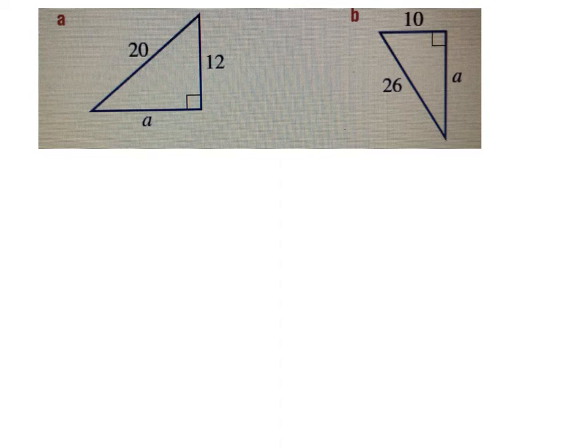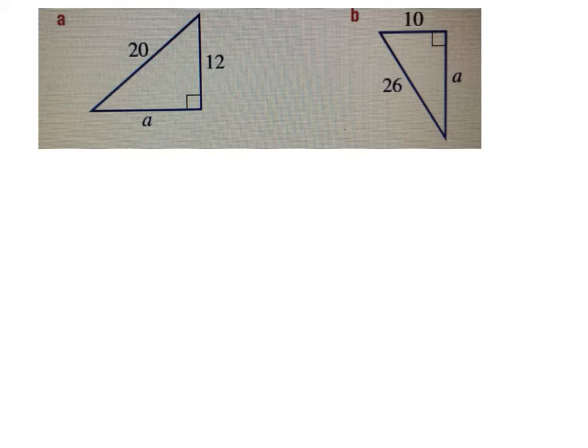So what we're doing here is we're trying to find the shorter side of a right angle triangle. So we've been given the hypotenuse and we're trying to find one of the other sides. This will always be less than the hypotenuse. If it's not, then there's something wrong with your maths. So let's have a look.